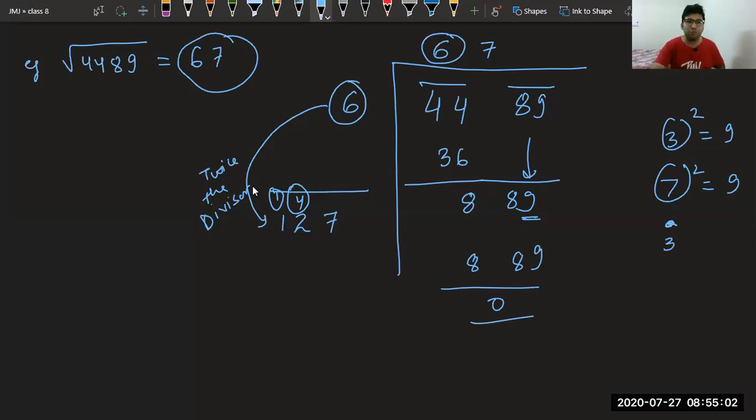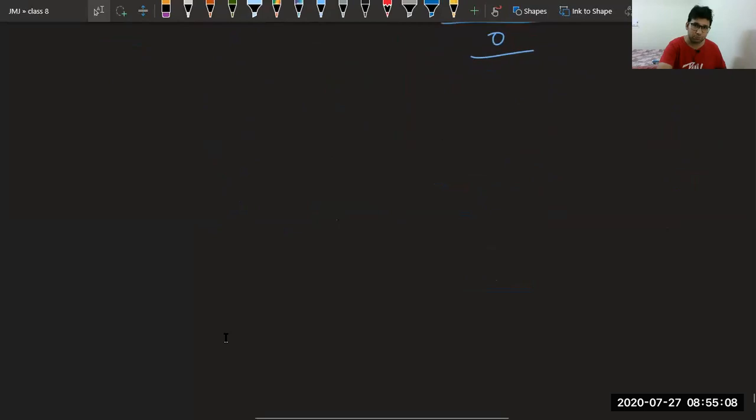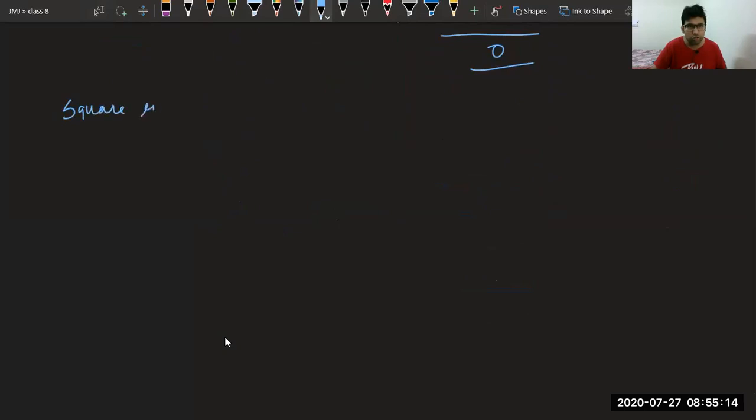Okay. Now we will move to decimal numbers. Let us see square root of decimal numbers. They are very similar.